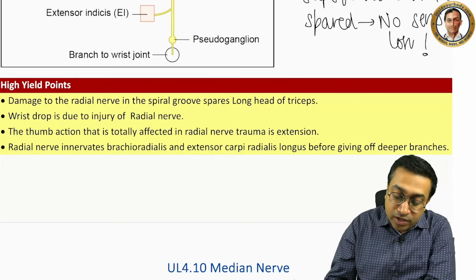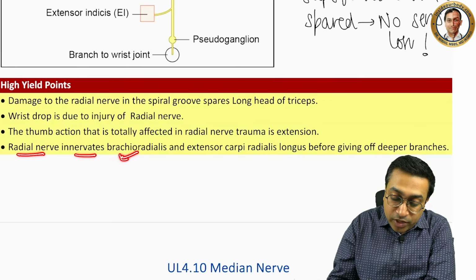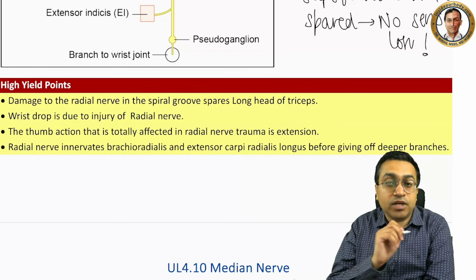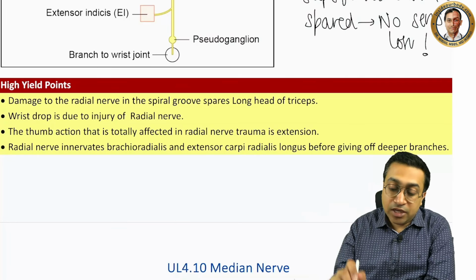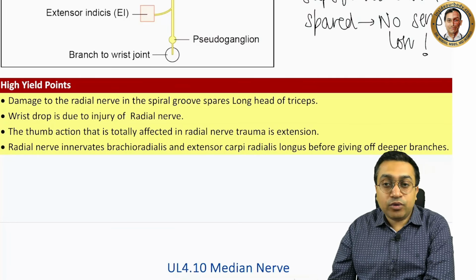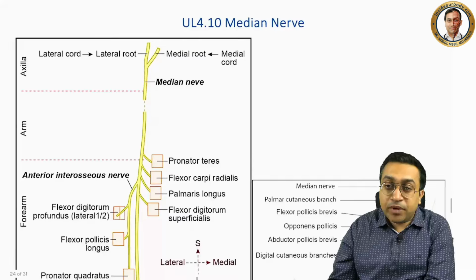So the radial nerve innervates the brachioradialis and extensor carpi radialis longus before giving off the deeper branches. That also we have seen in 3D. So I hope it is clear to you. Next we come on to the median nerve.